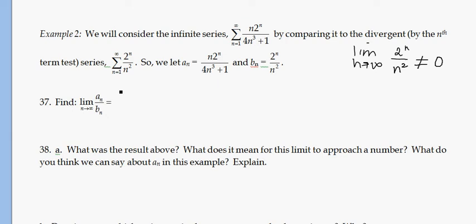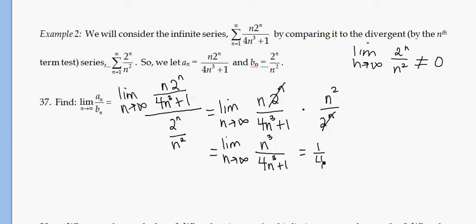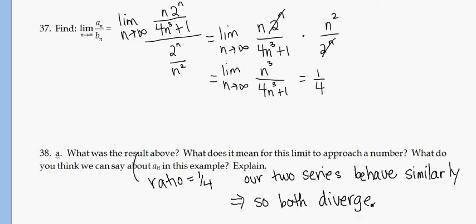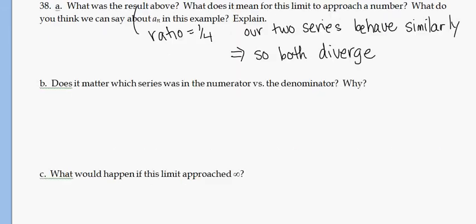So again, let's look at the limit of the ratio. Again, for time's sake, I'm going to pause it and just do the computation. So we see that this limit equals 1/4. Again, you should take the time to make sure you understand this computation. So again, we see that the ratio equaled some constant, 1/4. So this is again telling us that our series behaves similarly. So this would tell us that both series diverge.